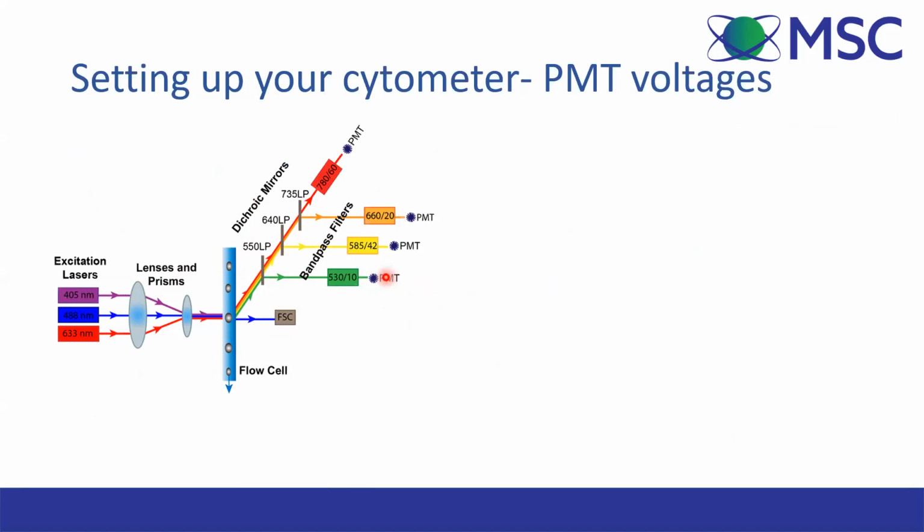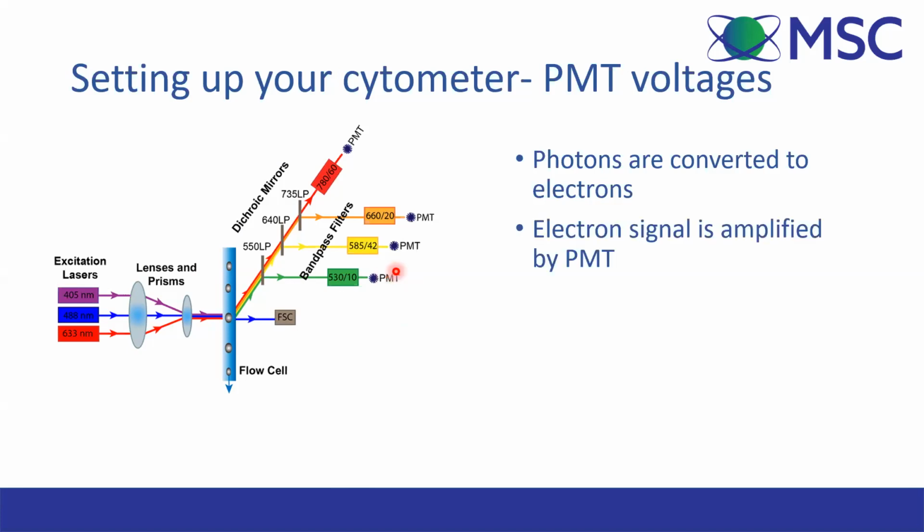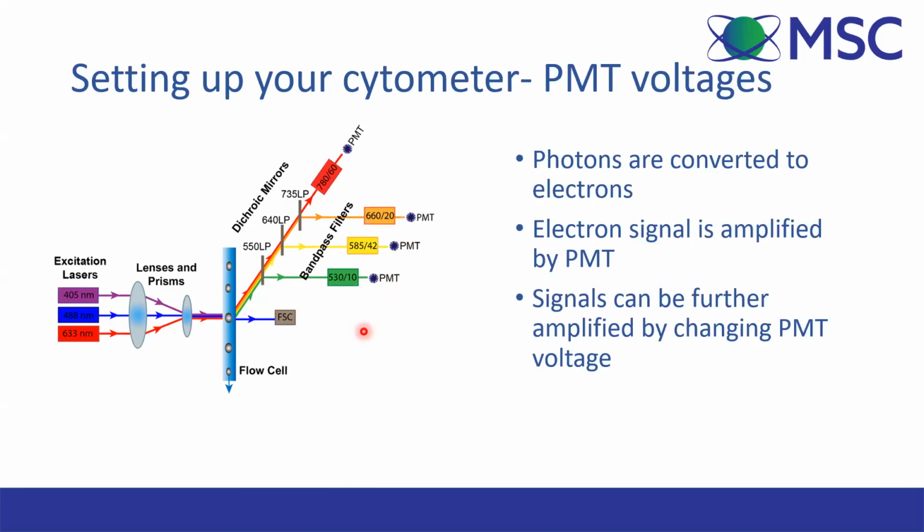Well, once the light signals or photons strike the PMT, they're converted into a proportional number of electrons. These electrons then are multiplied and create an electrical current. The electrical current travels to an amplifier, which converts the current to a voltage pulse. The size of the pulse depends on the number of photons which were detected, but also depends on the voltage of the PMT. So you can further amplify signals by increasing the PMT voltage. This is a method of allowing you to detect weaker signals, so very rare markers or weakly expressed markers.